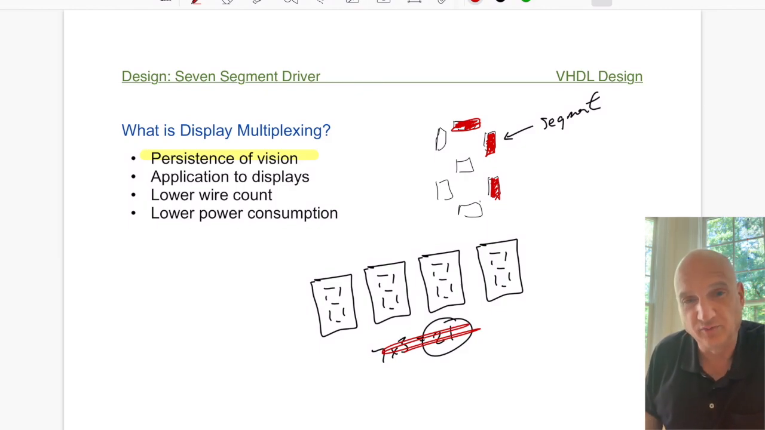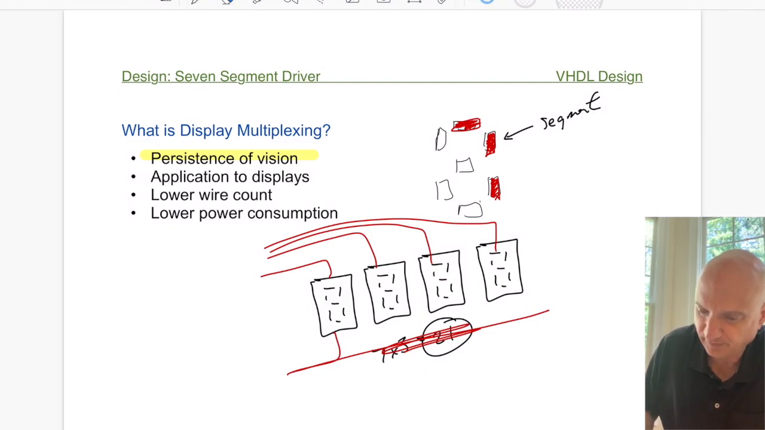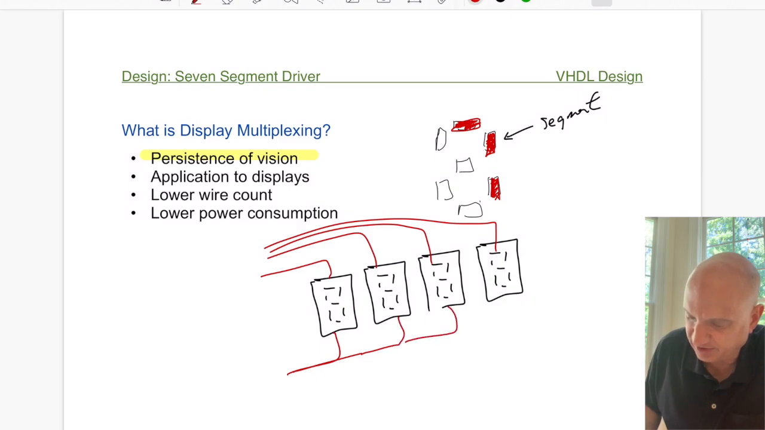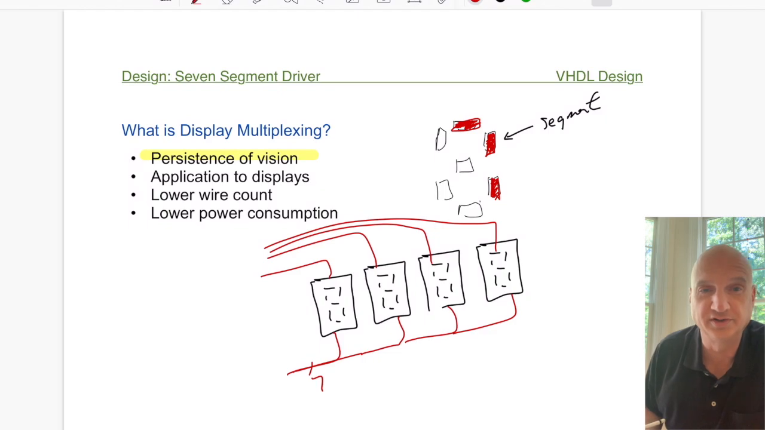Since we're only lighting one at a time, that's only 7 wires for each digit, and then 1 wire for each of the displays to activate one at a time. So we would have 4 wires maybe coming from here to activate, and then we have 7 that are shared between all of these. So we could share the 7 here, and that would give us a total of 7, 11, so 11 wires for doing a 4-digit display.